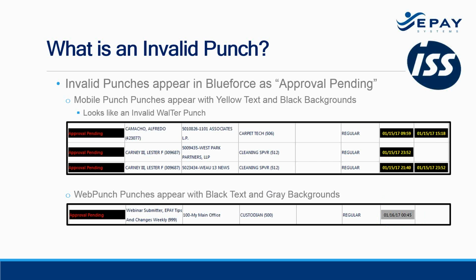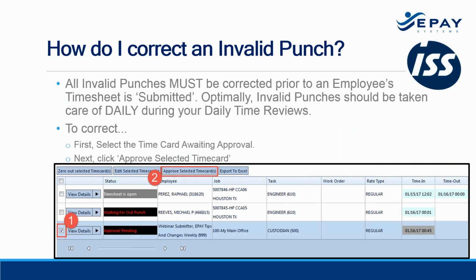All right, so the question is, how do you go in there and correct them? All of our editors, submitters, and approvers can do this. And you'll see the word approve. That means as the editor, submitter, or approver, all you're doing is approving that the employee's punch was valid, in the case of the employee's punch having an issue. So that's what approve selected time cards means.